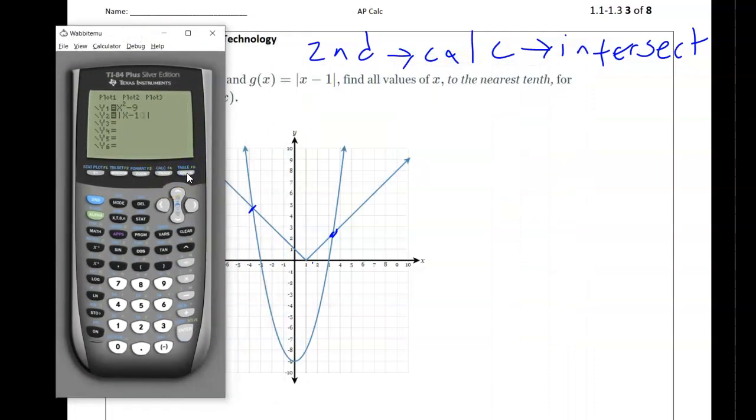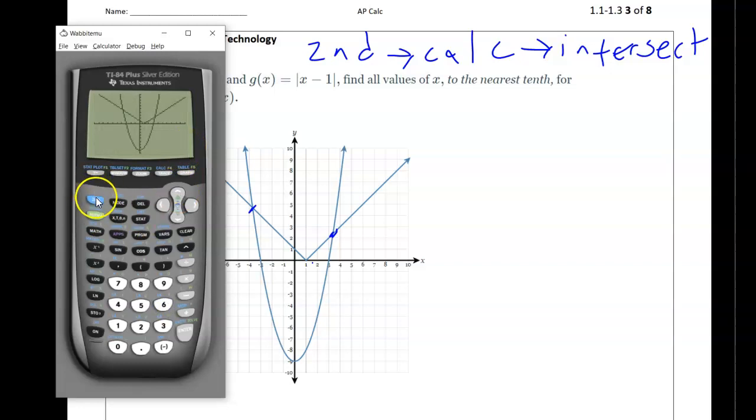We want to find where f of x equals g of x. So there's my parabola, there's my absolute value. Delta Math gives you the graphs for these, so make sure your graphs match, otherwise you've typed it in incorrectly. If you're zoomed in or zoomed out, you can use zoom 6 and try to make your graph look like mine.